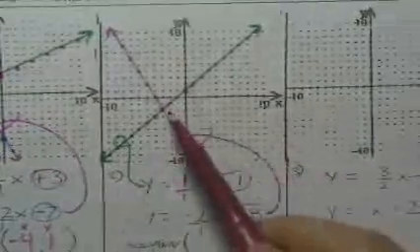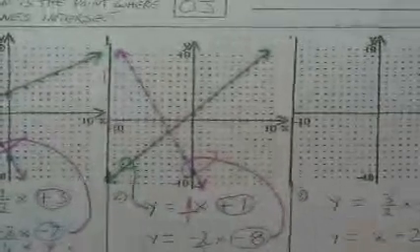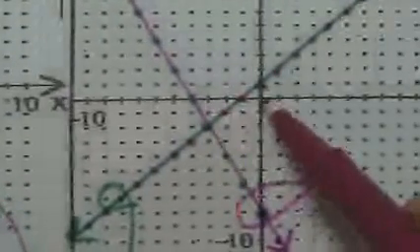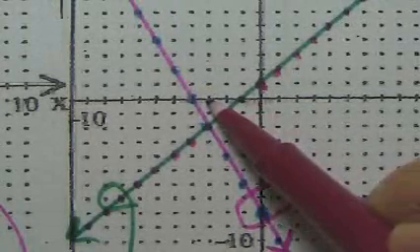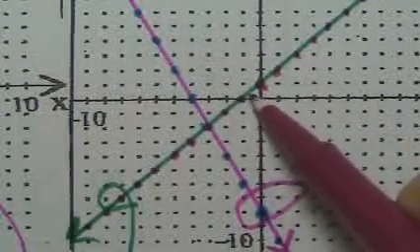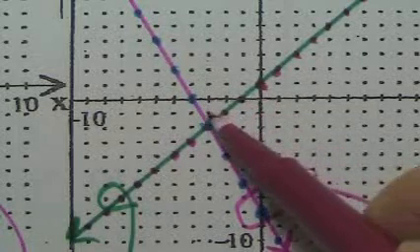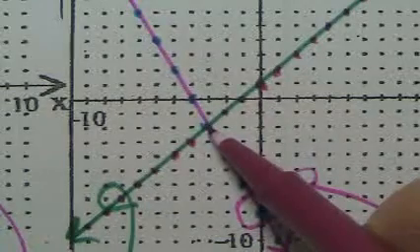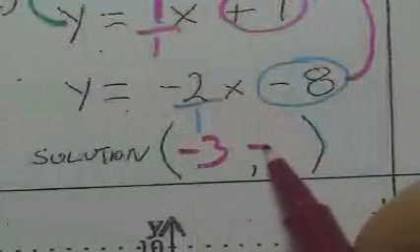Okay, now where do they intersect? Let's count. I'll zoom in. So it's negative 1, 2, 3, and then down 2. So negative 3, negative 2. That's where they intersect. That point there. Negative 3, negative 2.